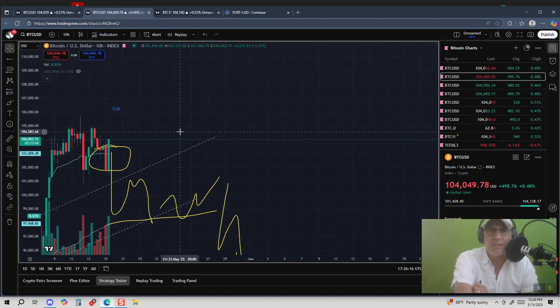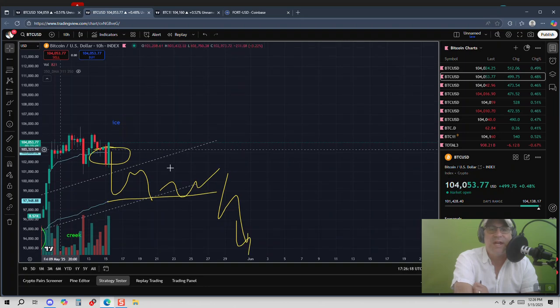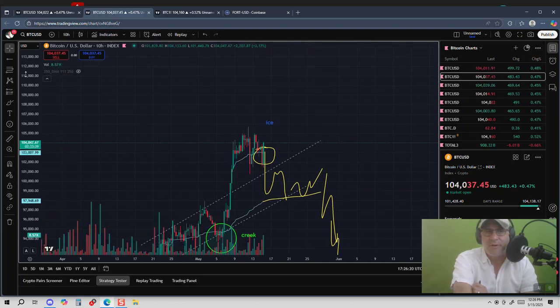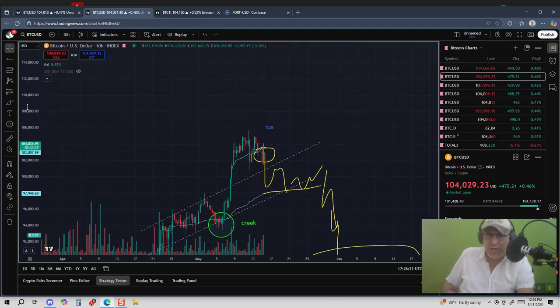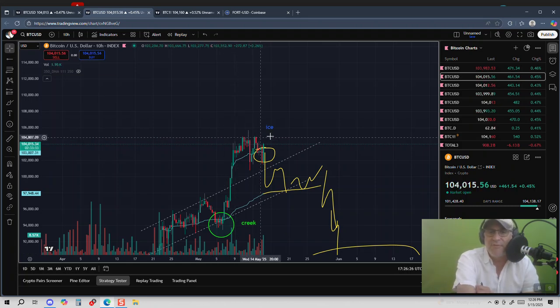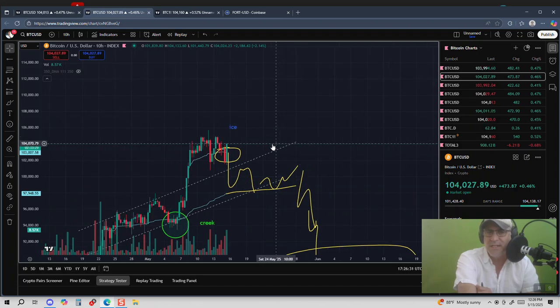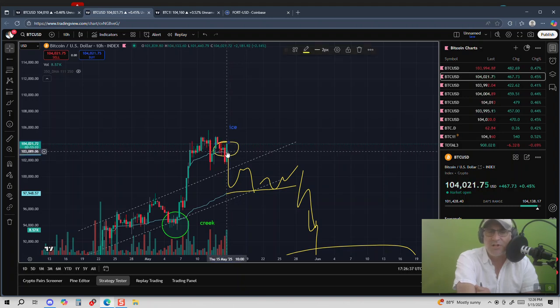And we do have some substantial volume, and this is on a 10-hour. So clearly there is aggression, there is bullish aggression, bullish momentum. But whether or not we can mark up from this area of consolidation remains to be seen. For now, there's a strong battle taking place for this ice/creek area around 103,000.